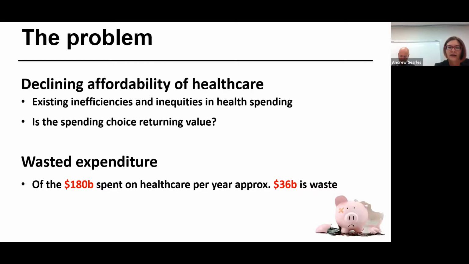We understand that there is significant wasted expenditure in health. So estimates from the Productivity Commission and AIHW suggest that out of the $180 billion spent in healthcare per year, around $36 billion of that is wasted. And so it was the team's view that looking at local level decision making and evaluation would allow us to look at ways to mitigate that wastage.